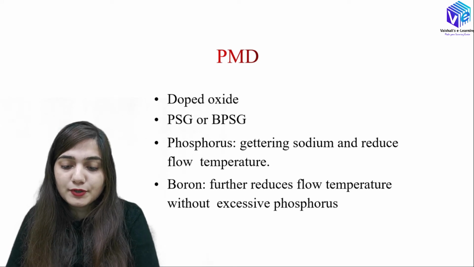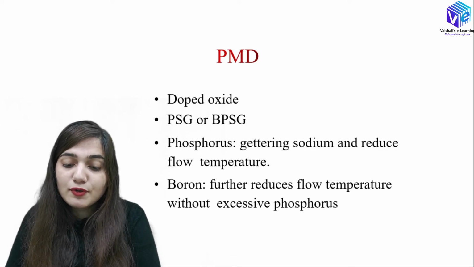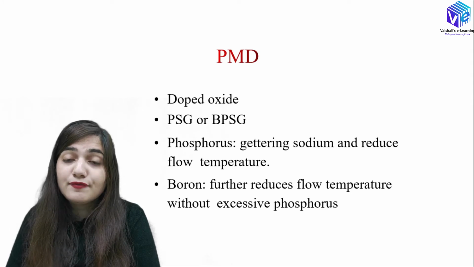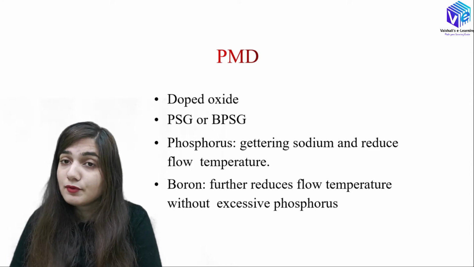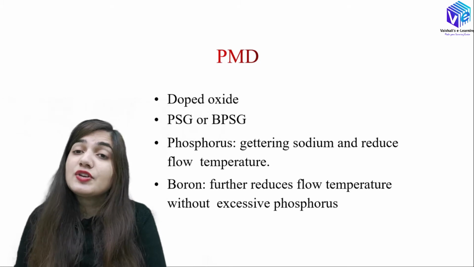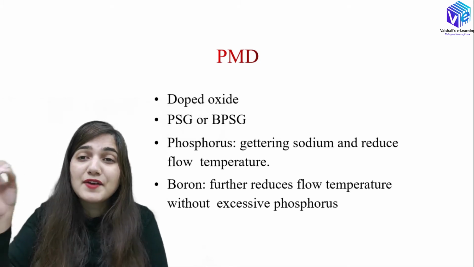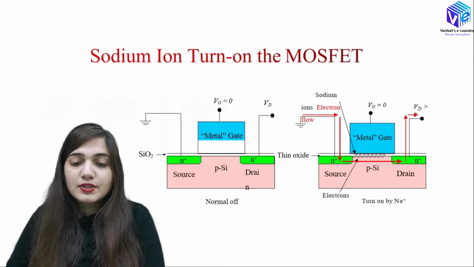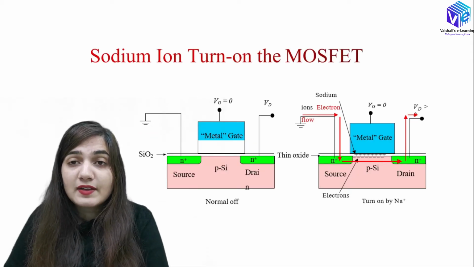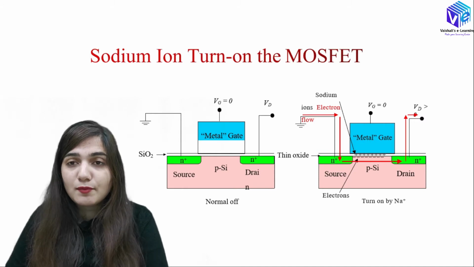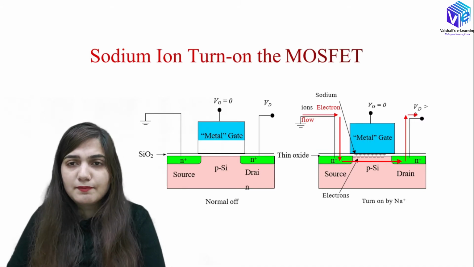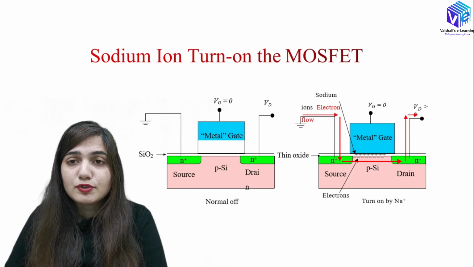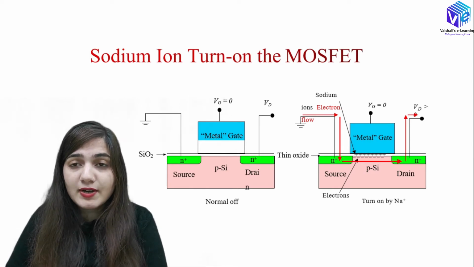Now coming to the boron. Boron further reduces the flow temperature without excessive phosphorus. Okay, so when we are going to reduce the temperature further and we don't want to add more of phosphorus, I can use directly boron. So now this is how the sodium ions, if they are present, they are going to turn on the MOSFET. We don't want the MOSFET to be in the turn on mode. So this is the active or the depletion mode of the MOSFET. We don't want it to be present in the active mode.